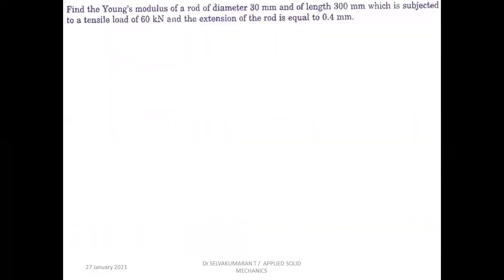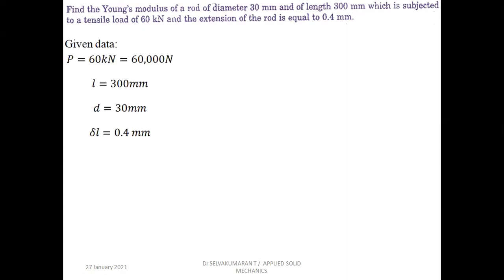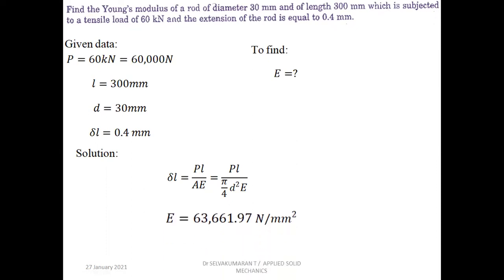Next problem. Find the Young's modulus of a rod of diameter 30 mm and length 300 millimeter, which is subjected to a tensile load of 60 kilonewton, and the extension of the rod is equal to 0.4 millimeter. So these are the given data, and we have to find the Young's modulus. The formula is delta L is equal to PL by AE. For a circular rod, area is pi by 4 d square. So Young's modulus is 63,661.97 Newton per mm square.